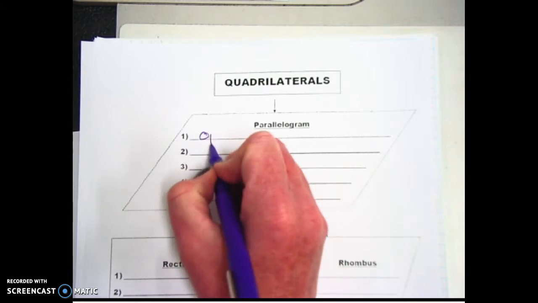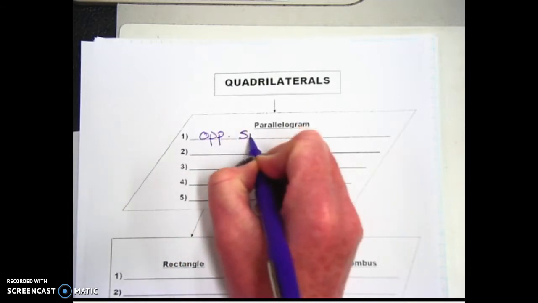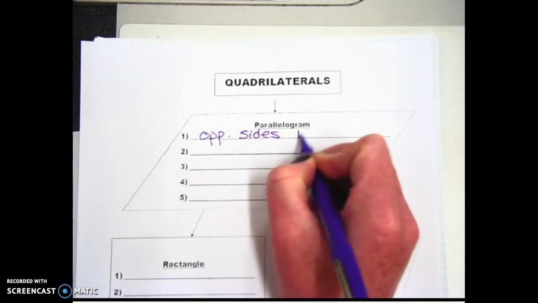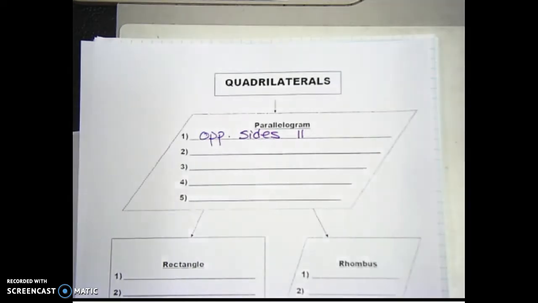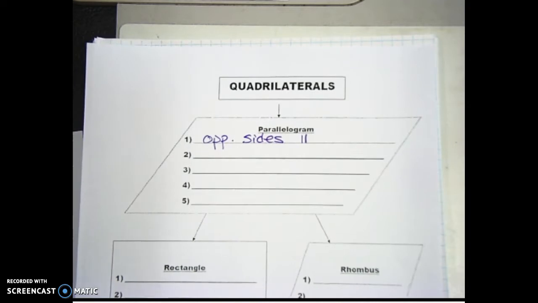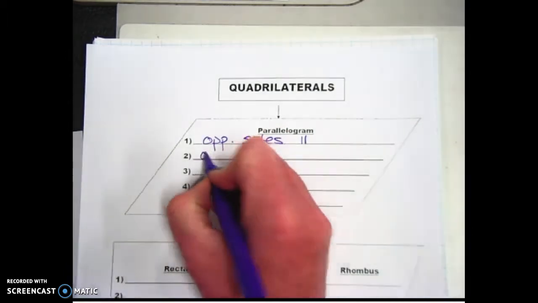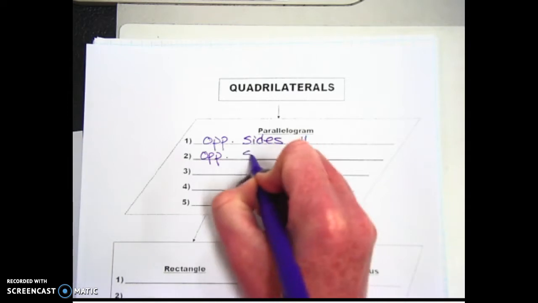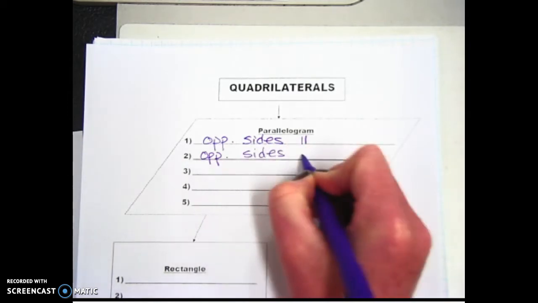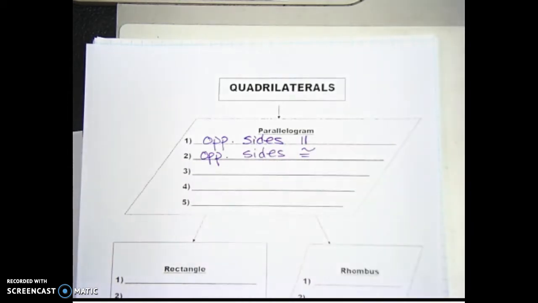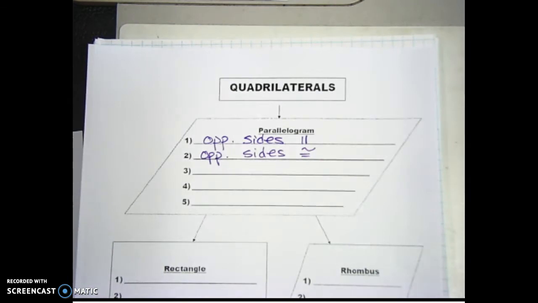The opposite sides are parallel. So I'm going to use that double hockey stick, which is shorthand for parallel. So opposite sides on a parallelogram are parallel. Not only are those opposite sides parallel, they're also what? Congruent. So you're going to write opposite sides are congruent. Right. Both those first two items are on the outside.